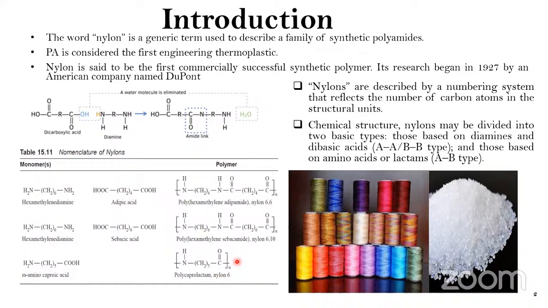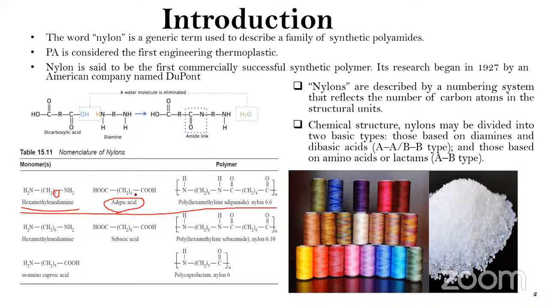So now we will learn how to name nylon 610, nylon 66, and nylon 6. The first thing you have to remember: suppose I take this example. What is this? Hexamethylene diamine. How much carbon is present? Only 6 carbon. In adipic acid, how much carbon is present? 4 plus 1, 5.